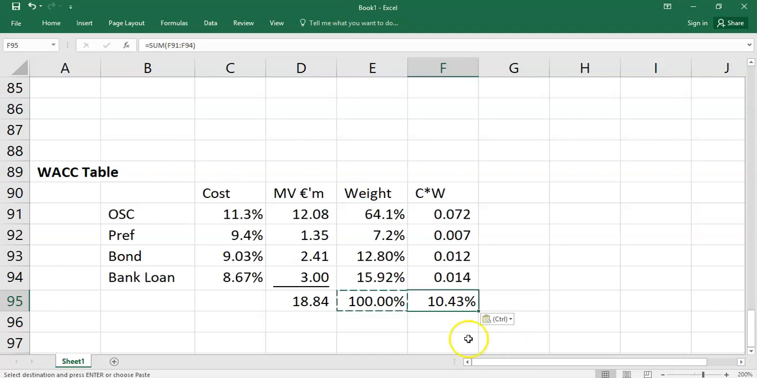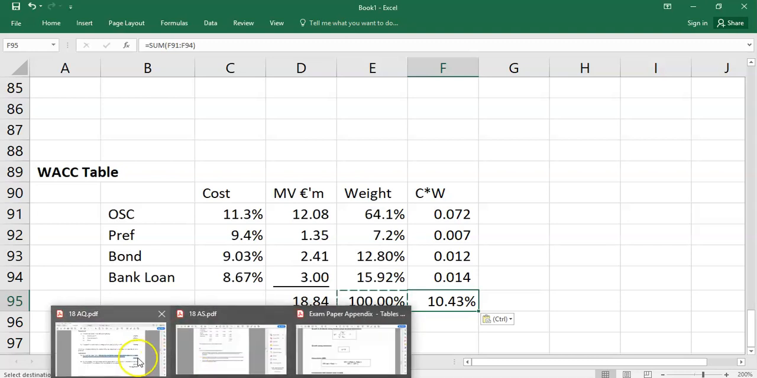Bringing in the extra source, restating the table, and getting around 10.43%. Not a bad question if you knew what was required, but a lot of students unfortunately drew a blank there because they weren't exactly sure what was being asked. So make sure you go back and have a look at that.